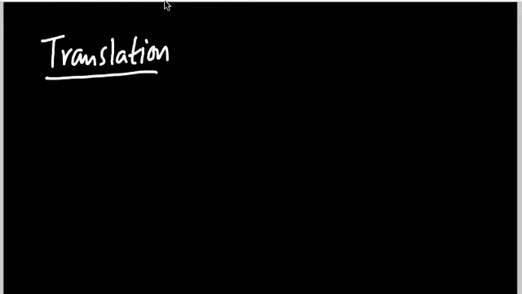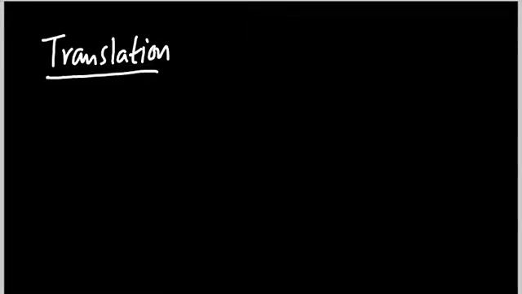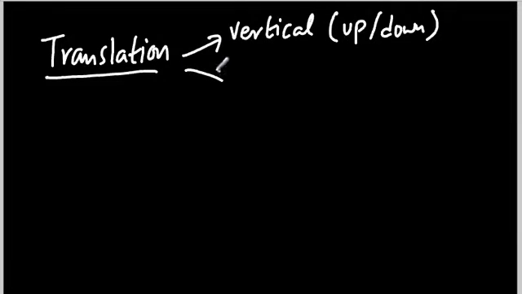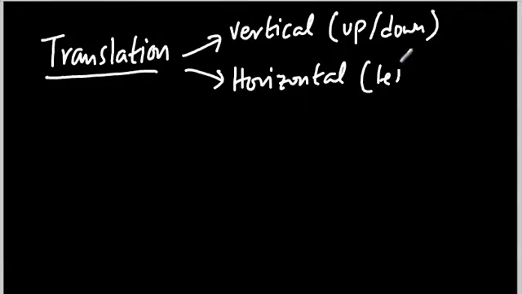In the last video, we went over horizontal stretches, and in this video, we'll be talking about translations. Once again, there are two types of translations. One is obviously a vertical, and what that means, translation just means movement, right? And so a vertical translation just means you're moving things up or down. And obviously the second type is horizontal, which means you're moving things left or right.